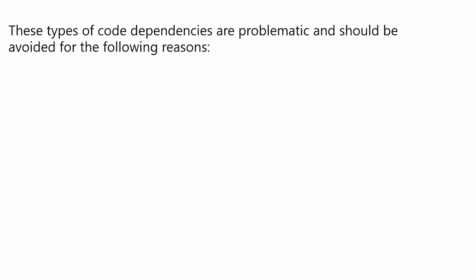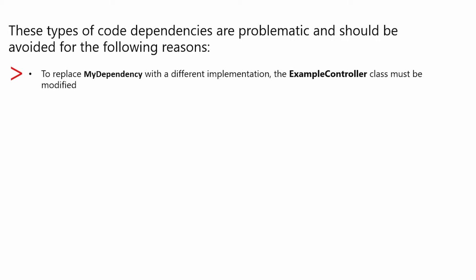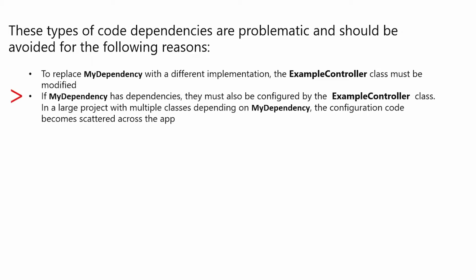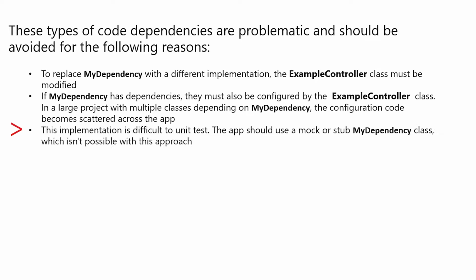These types of code dependencies are problematic and should be avoided for the following reasons. To replace MyDependency class with a different implementation, the example controller class must be modified. If MyDependency class has dependencies, they must also be configured by example controller class. In a large project with multiple classes depending on MyDependency, the configuration code becomes scattered across the app. This implementation is difficult to unit test. The app should use a mock or stub MyDependency class, which is not possible with this approach.